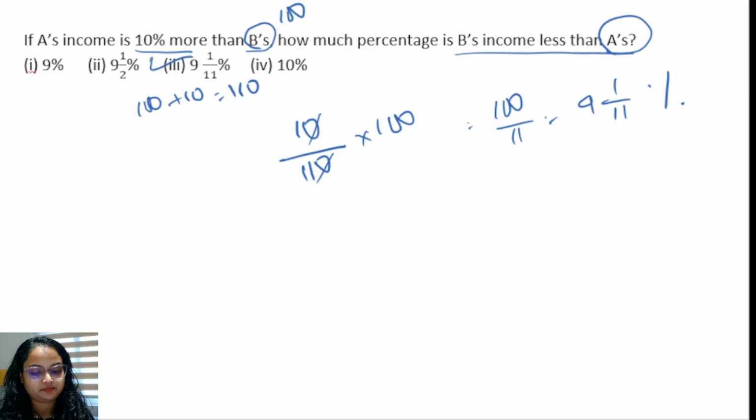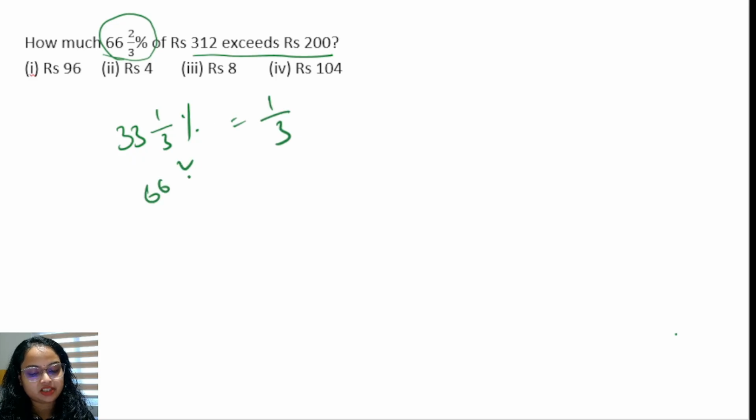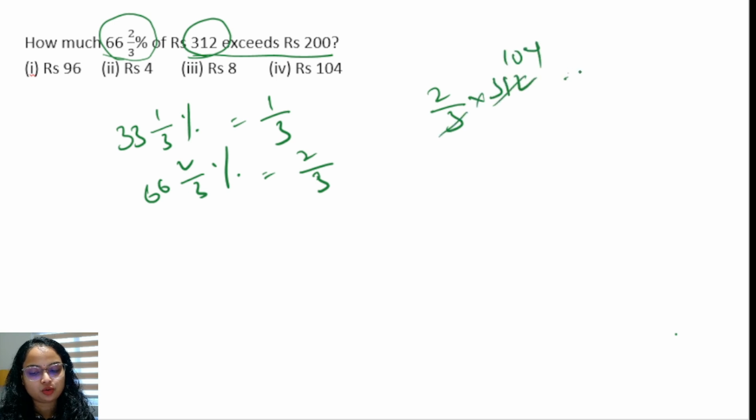Third option. Next one. How much of 66 2/3% of 312 exceeds 200? We know that 33 1/3% is 1/3 and 66 2/3% is what? It is 2/3. So 2/3 of 312 is what? 2/3 of 312 is 2 into 104. It is 208. 208 exceeds 200 by 8 rupees.